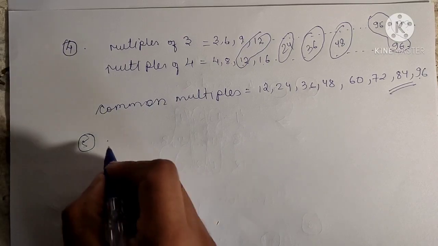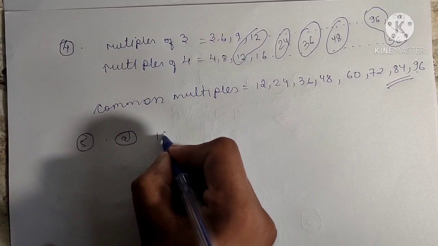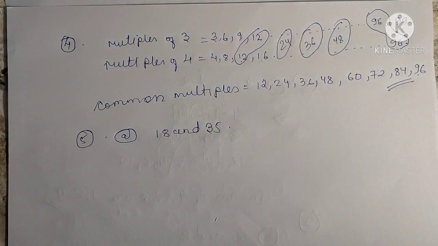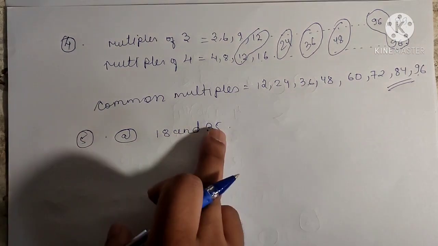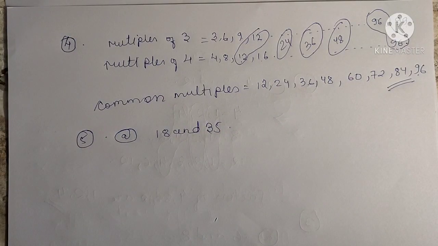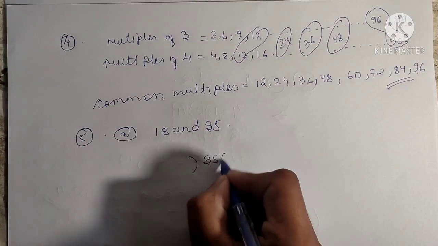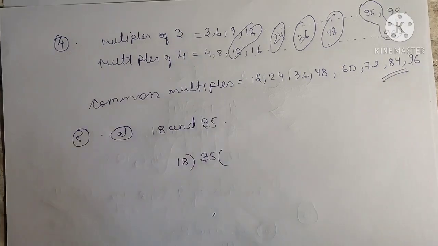So what we'll do here is, in the first one is 18 and 35. What we can do is find the HCF. If we find the HCF and our remainder is 1, that means these 18 and 35 are co-prime numbers. We'll divide until our remainder becomes 1. If our remainder is not 1, that means this is not a co-prime number. We'll divide the larger number with the smaller number and see what our remainder is, and we will continue dividing.